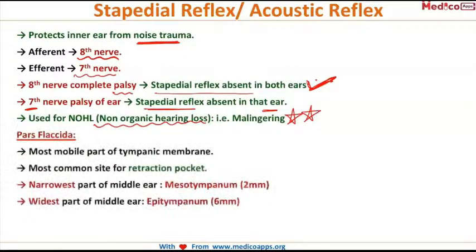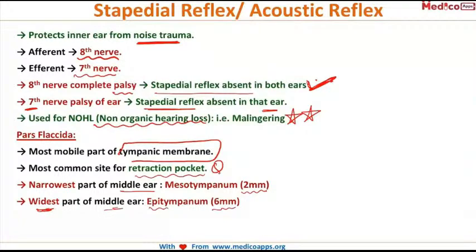Now, pars flaccida is the most mobile part of tympanic membrane. It is the most common site for a retraction pocket. We all are familiar with this. The narrowest part of the middle ear is mesotympanum, measures about 2 millimeters, and the widest part of the middle ear is the epitympanum, which measures about 6 millimeters. So narrowest is mesotympanum, widest is epitympanum.